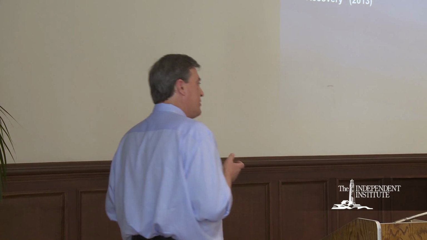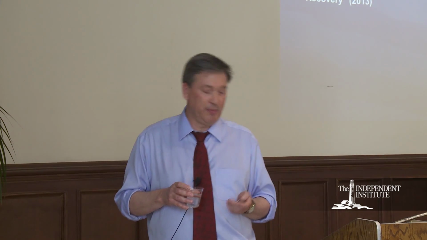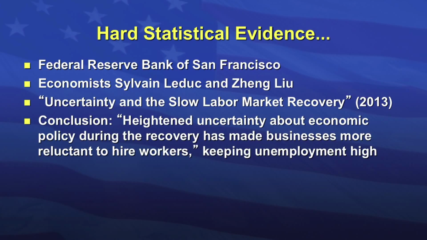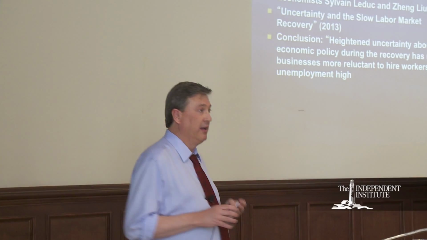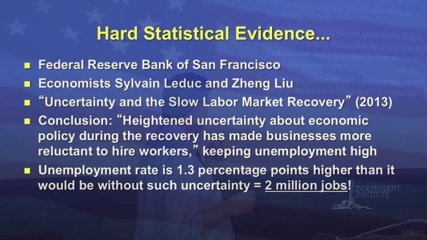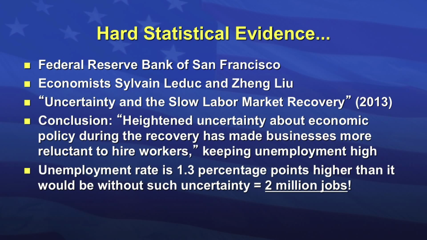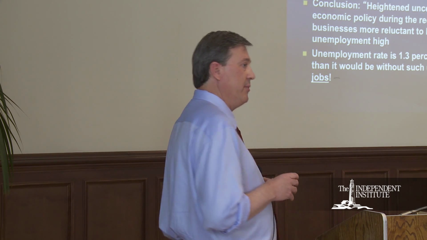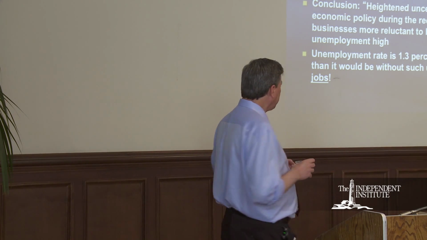So they tested various hypotheses, and the one that proved most explanatory was this idea, which is their conclusion that heightened uncertainty about economic policy during the recovery has made businesses more reluctant to hire workers. In effect, then, it prolonged or increased the unemployment rate much higher than it would otherwise be. And they actually calculated what that effect was, and they concluded that the unemployment rate's 1.3 percentage points higher than it otherwise would be without all of this government intervention that we mentioned earlier that followed after the collapse, or 2 million jobs. So 2 million people, they attribute, are unemployed just due to government intervention into the economy after the Great Recession began.